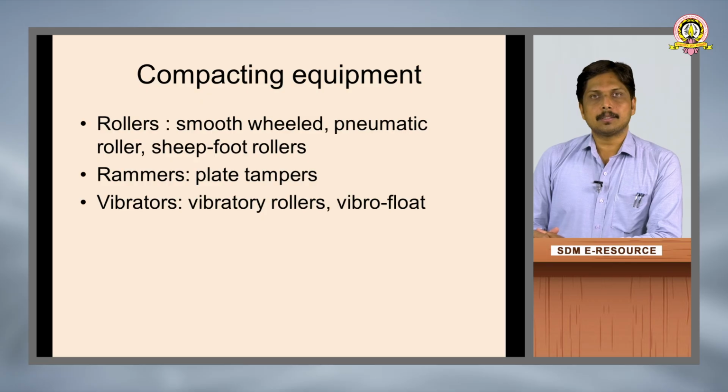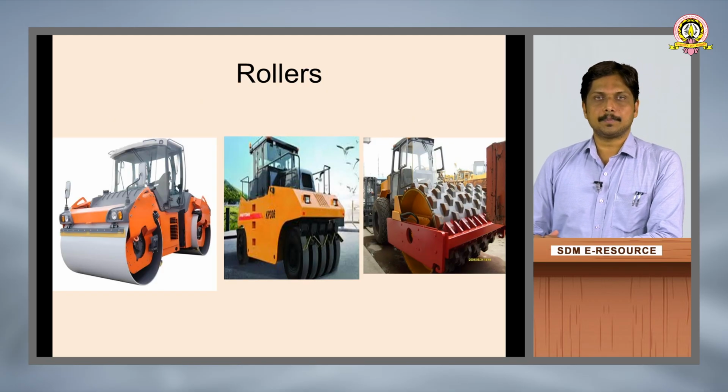In this picture you can see we have rollers. It is also called as the smooth wheeled roller. And the next picture is the rubber tired roller, and the third picture is the sheep foot rollers. Here, one method of compaction is not suitable for all type of soils. If I consider the black cotton soil or a clayey soil, you cannot compact the black cotton soil or clayey soil using the smooth wheeled rollers.